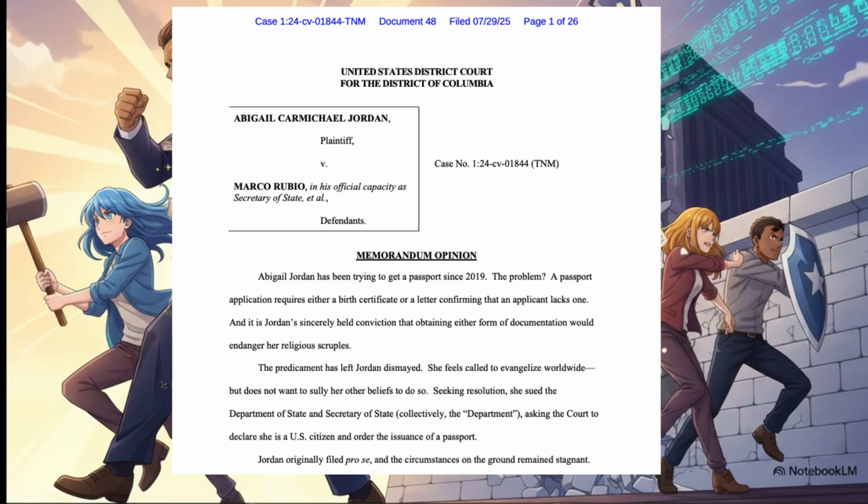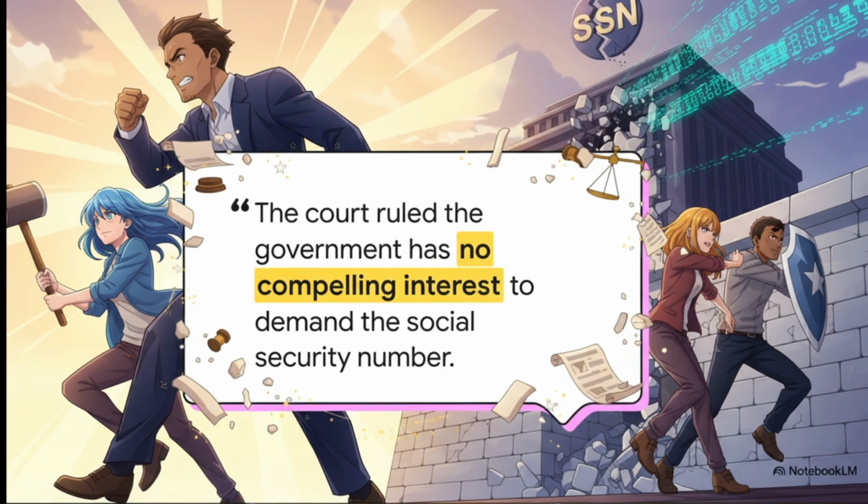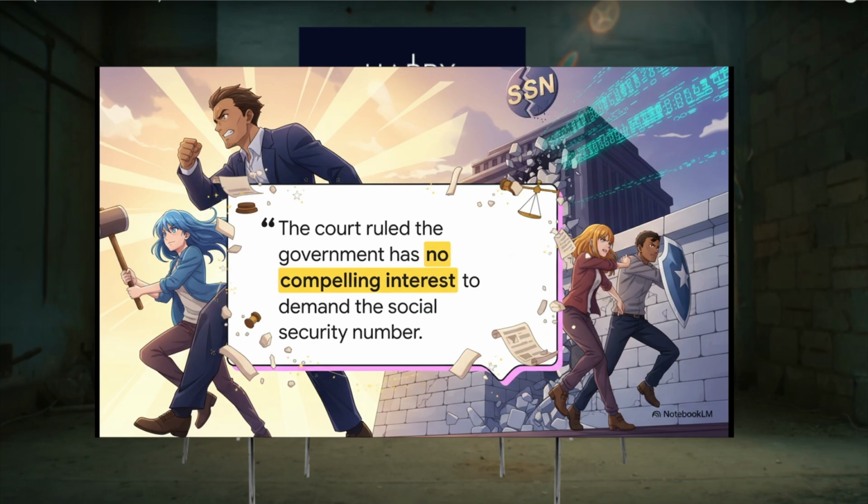In the case of Abigail Jordan versus Marco Rubio, a federal court just laid it down flat. The government has no compelling interest to demand an SSN when it burdens someone's religious freedom. Now, while this ruling is specific to religious exemptions, it cracks open a much, much bigger question regarding a foundational wall of the administrative state.